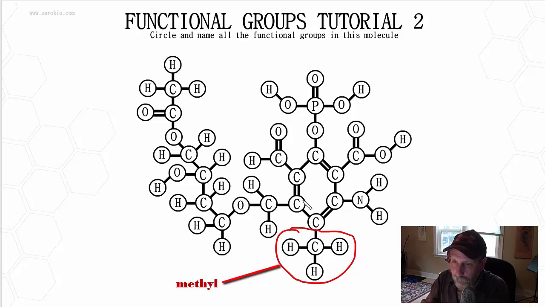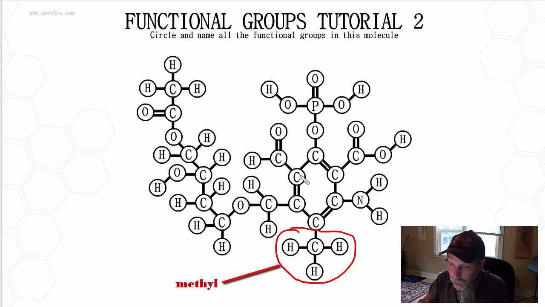Now, there are other methyl groups in this molecule. We're not going to focus on all of them. And like I say, it's very, very common to see. And a lot of courses don't really consider it a functional group. It's not like it does that much. But I just wanted you to be aware of that, the methyl group.